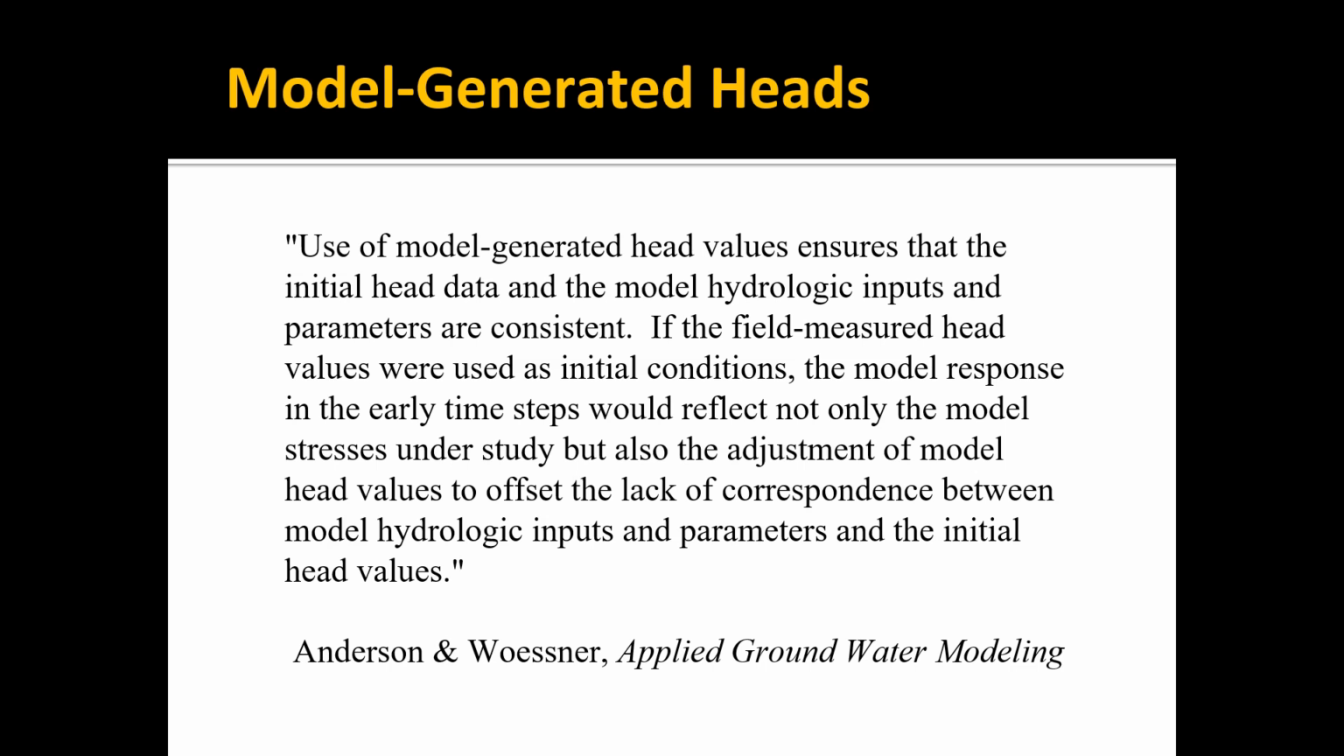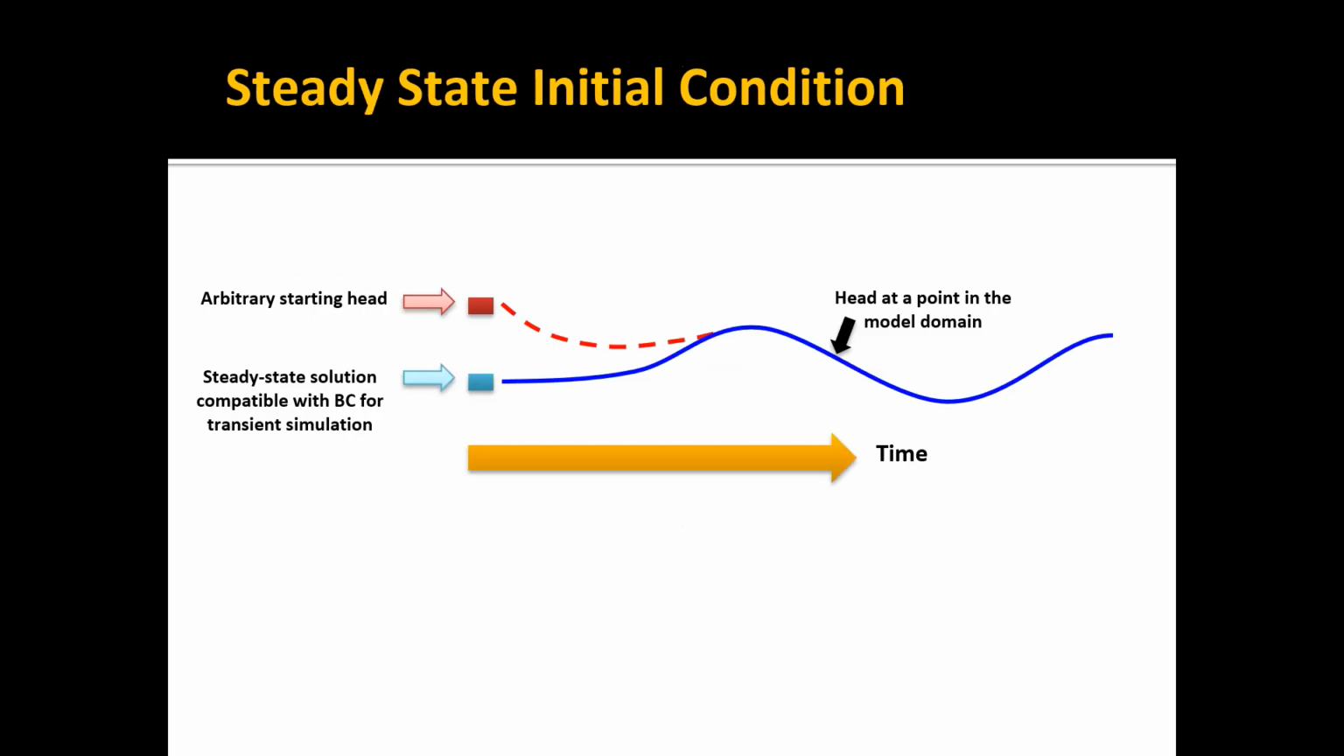So let me read this. The use of model-generated head values ensures that the initial head data and the model hydrologic inputs and parameters are consistent. If the field-measured head values were used as initial conditions, the model response in the early time steps would reflect not only the model stresses under study, but also the adjustment of model head values to offset the lack of correspondence between model hydrologic inputs and parameters and the initial head values. That's a great piece of writing there. If that's still a little fuzzy for you, let's look at a graphical representation of what we're talking about.